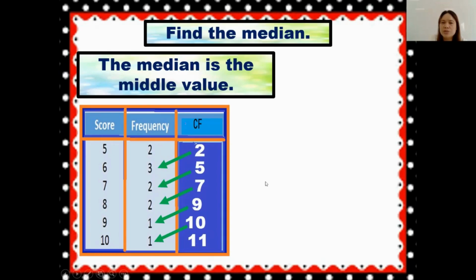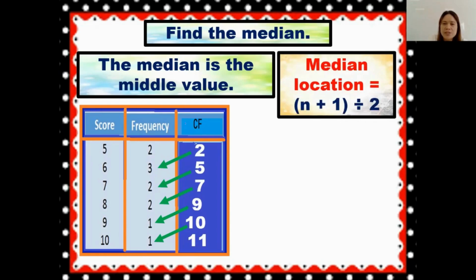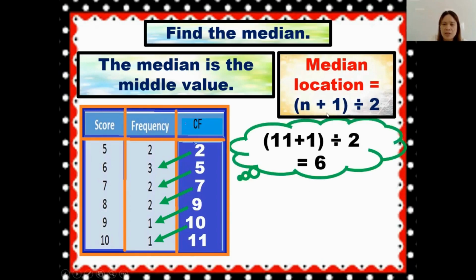All right, now how do we use the CF column, or the cumulative frequency column, in finding the median? First thing that we need to do is to find the location of the median. How do we find the location of the median? We will be using this formula. We have n. N is the total frequency plus 1 divided by 2. Remember, we are talking about the middle value here, so that's why we are dividing it by 2. So again, n is the total frequency, plus 1, and we divide it by 2.